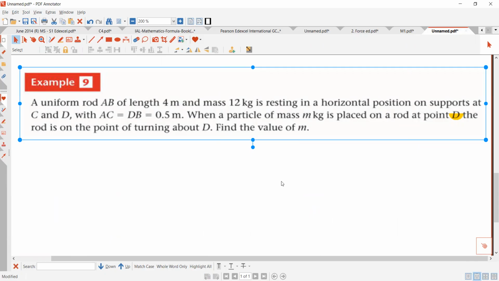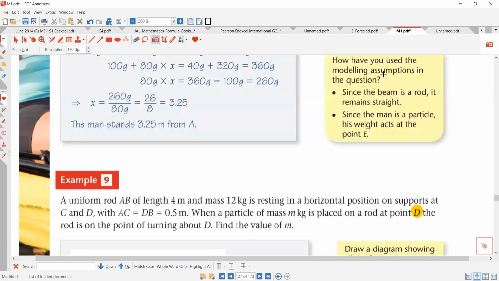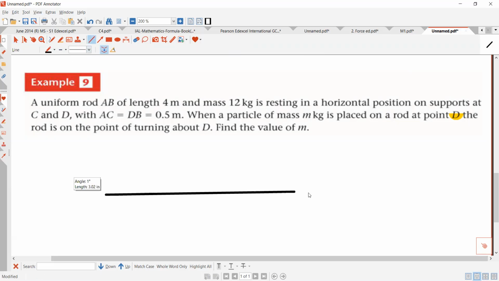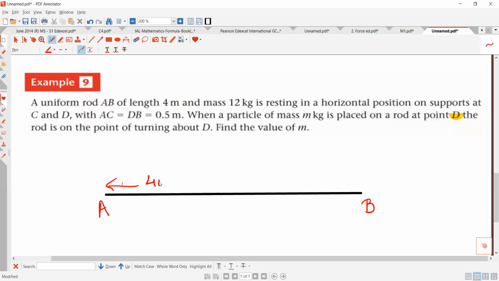Okay, this diagram has been given to me, by the way. In the examination, they might not give you a diagram. In the last two questions, the diagram was given to us. Now we have to make our own diagrams. So this is my rod. The rod is of length AB, of length 4 meters. So this is 4 meters.